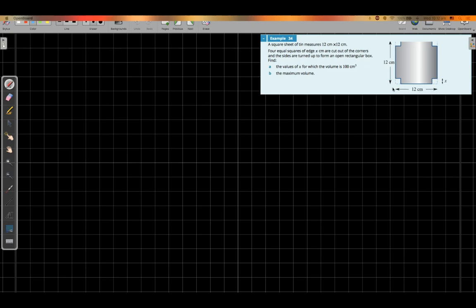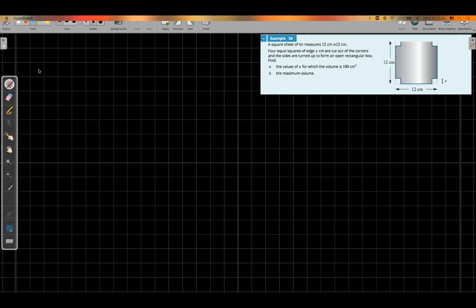And this is what I'm talking about, making expressions that describe the context of the question. This is very, very common, this question. You'll see it guaranteed popping up. So let's have a look. The values for x for which the volume is 100 centimetres cubed. Well, if I'm working on volume, then I need a rule that describes the volume of this potential box for all possible values of x. So let's work out a rule for volume.